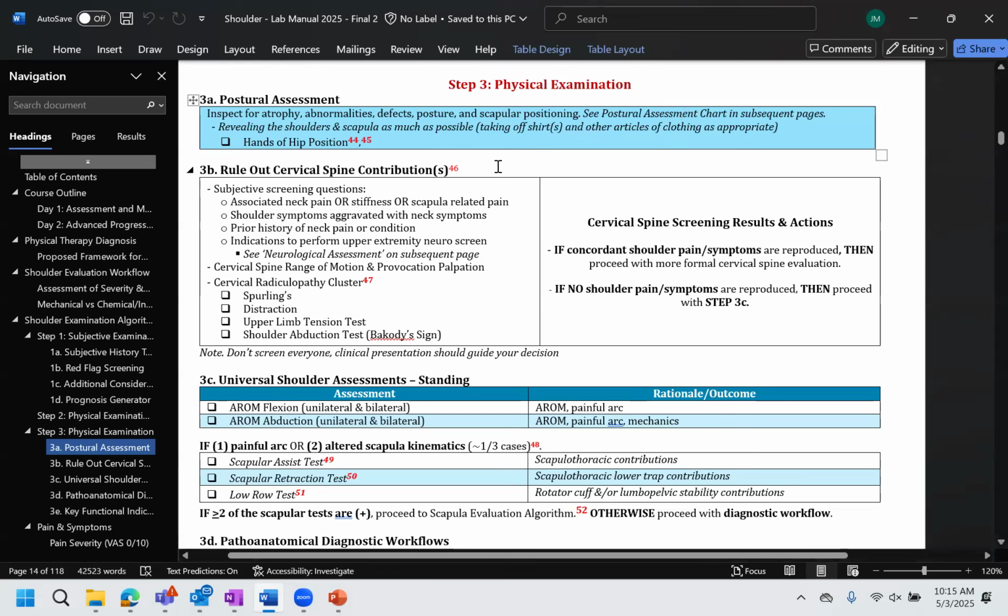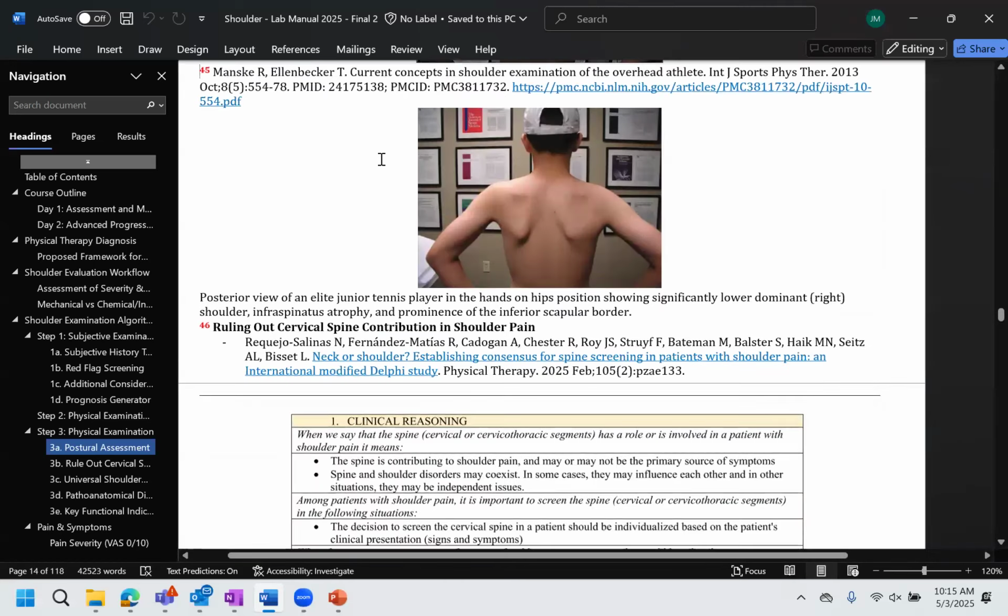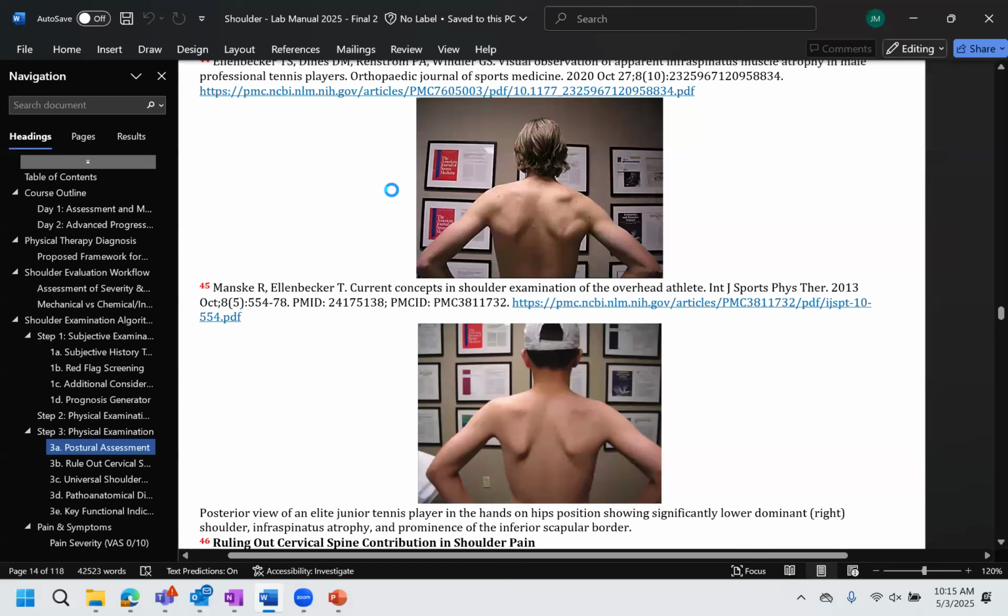The other thing to mention is that, based off of that hands on hips posturing, that's our atrophy sign. If someone has divoting in their infraspinatus area, you're obviously worried about an axillary nerve palsy. Same with this one: if you're seeing significant inferior border prominence, you're thinking about the long thoracic nerve. Again, those are zebras, but they can definitely occur.